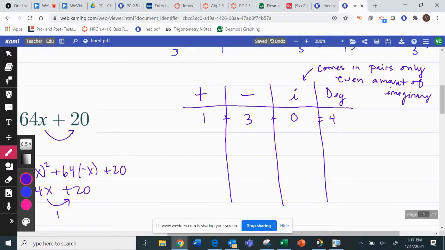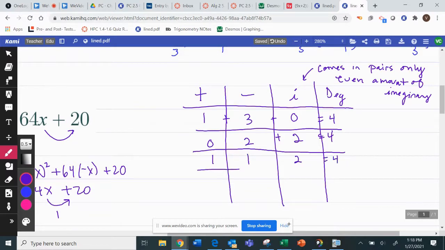So knowing that I can only have evens, I could think of a scenario where I would have 4 for the degree, but I would have 2 imaginaries. If I have 2 imaginaries, I'm going to have less positive and negatives. So what could I have? Could I have 1 and 2? 1 plus 2 plus 2, that is not 4. So no. What could I have? Could I have 0, 2? Yep, that would equal 4. There's other scenarios. 1, 1, 2, is that what you said? Yep. Anything else?